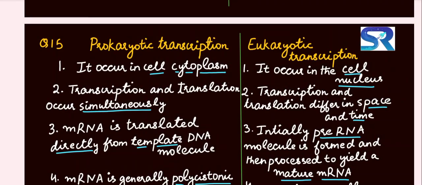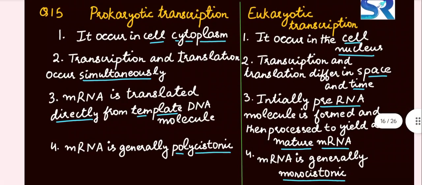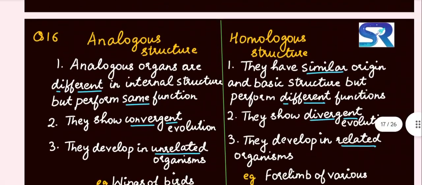First, it occurs in the cell nucleus. Second, transcription and translation are different in space and time. Third, initially pre-RNA molecule is formed and then processed to yield a mature mRNA. Fourth, mRNA is generally monocistronic.